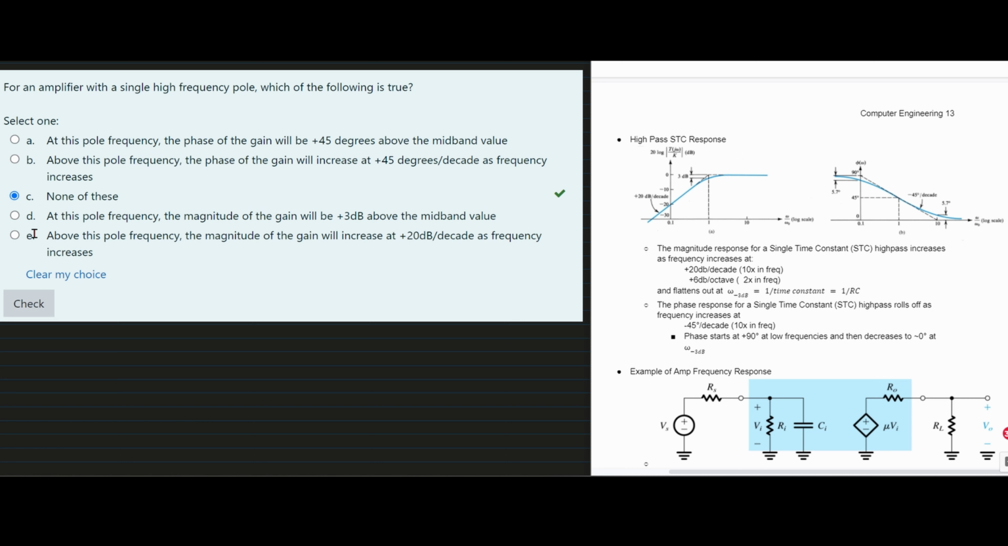And then we have, above this pole frequency, the magnitude of the gain will increase at 20 decibels per decade. So we're going to be looking at this one to the left as frequency increases. And this is the keyword: above the pole frequency, pole frequency being right here. The magnitude is not going to be increasing at plus 20 dB. Once it's here, it's going to be constant. And so it's not going to be that one. And so since it's none of these, the answer would be none of these.